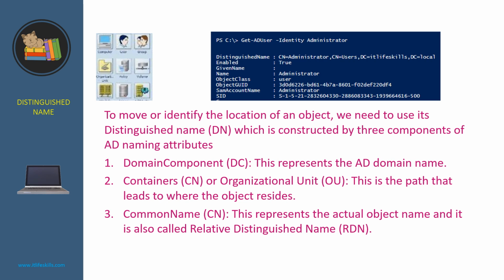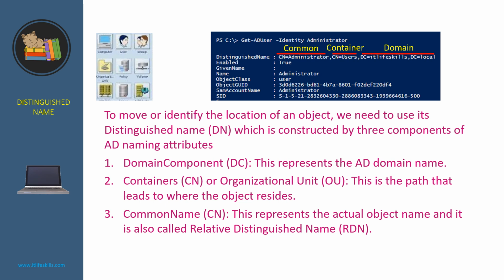Now let's take a look at this example. This is the distinguished name of the administrator user, and here is the domain component, and here is the container name. So the administrator user stays in the Users container, and here is the common name, and it is the name of the user. In this case, it is the administrator.